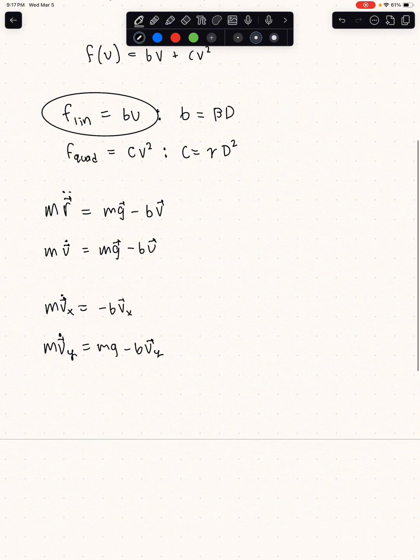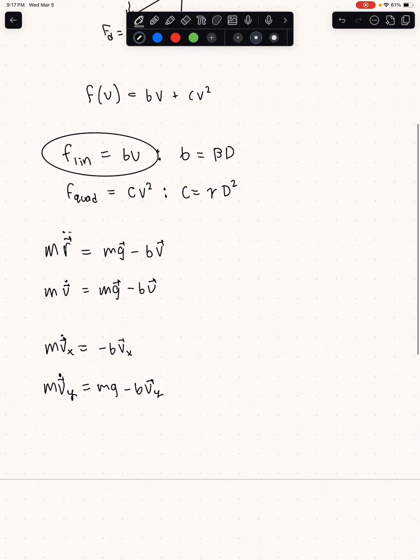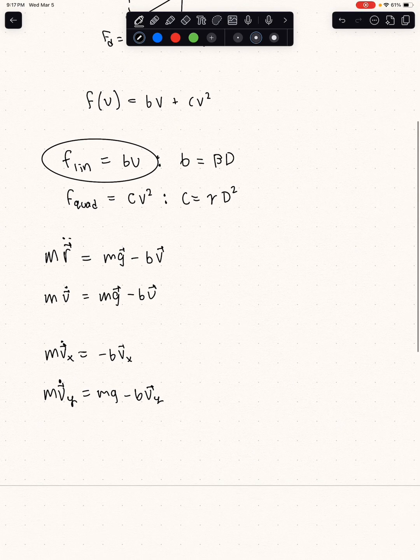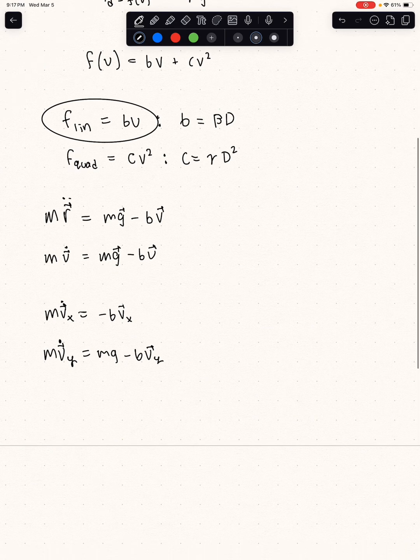This is nice, breaking up our equation into its components, because now we have two uncoupled equations that are easy to solve. That is going to be much easier compared to the quadratic term. In the quadratic term, I'll write it out just so we can see it. Negative c square root of vx squared plus vy squared, outside of that is vx, and then you have m v dot y.